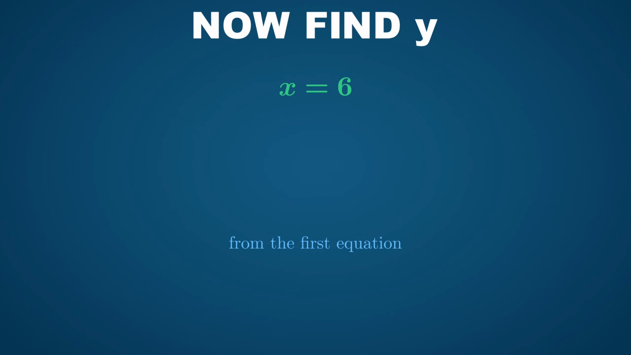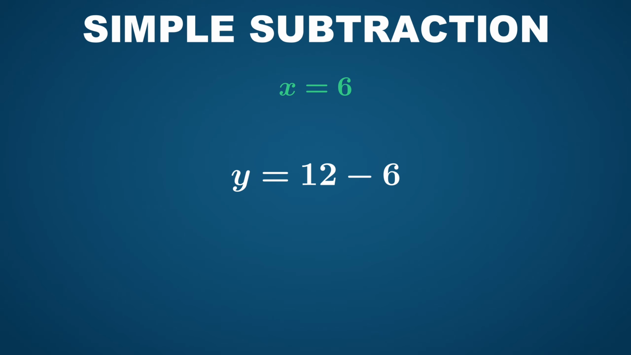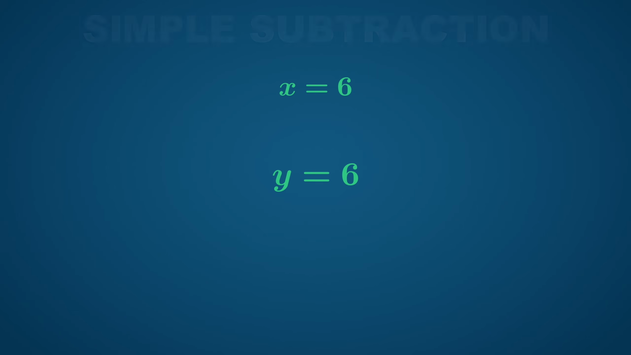To do this, we can return to the first isolated equation we created. Recall that we established y is equal to 12 minus the variable x. We now have a concrete numerical value to substitute for the variable x. We will replace the letter x in this expression with the number 6. This transforms our equation into y equals 12 minus 6. Performing this simple subtraction is straightforward arithmetic. 12 minus 6 evaluates to precisely the number 6. Therefore, we have determined that the variable y is also equal to 6. Our final solution set is the pair where x is 6 and y is 6.